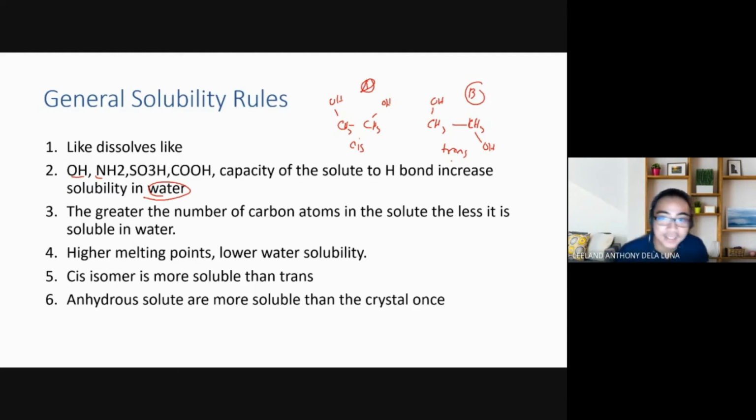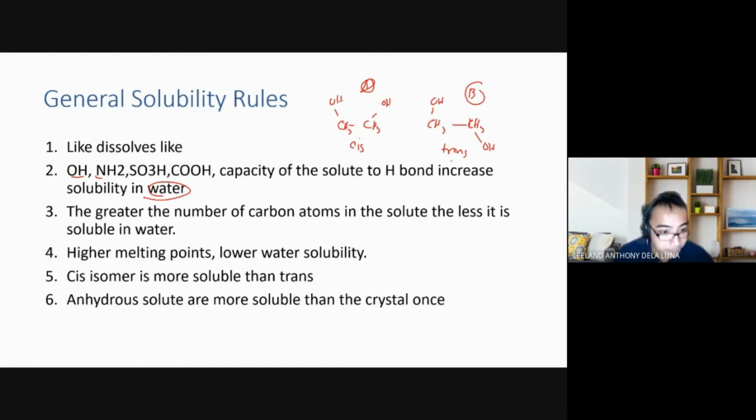Next one, class. Halimbawa, papakita ko ng comparison ng isang cis, isang trans. Tatanungin ko lang, sino dito mas soluble sa tubig? Si cis o si itong compound na to o si compound na ito? Kaya usually don't put names para hindi nyo ma-search agad-agad sa internet. Mahirap mag-search pag structure, ha?